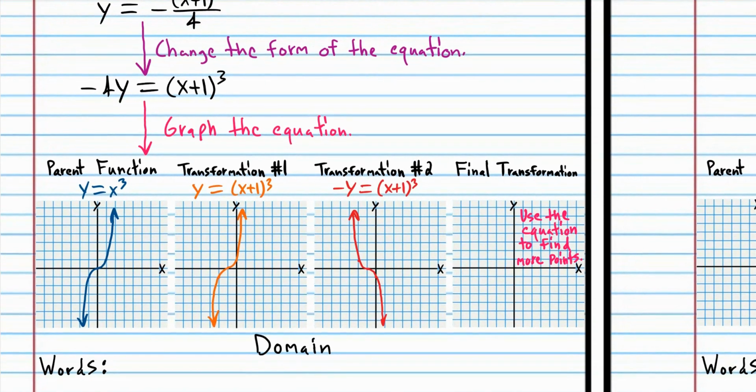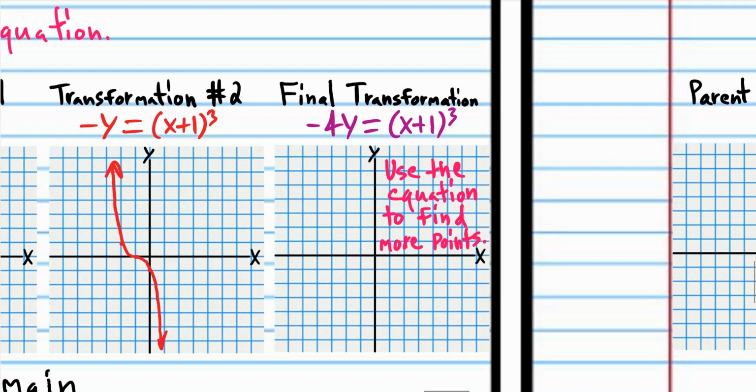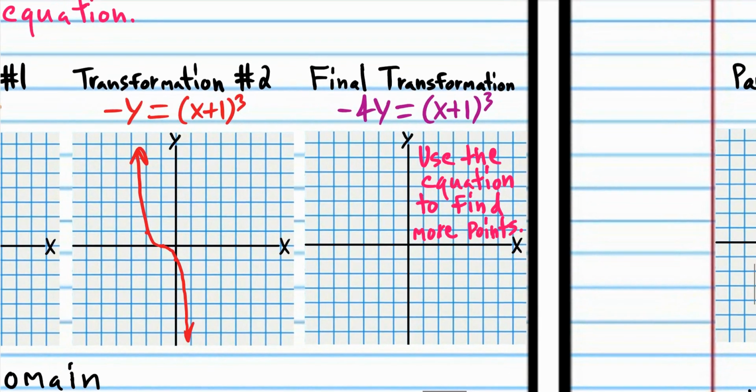And then I'm going to replace y with 4y. And that's going to divide all the y values of this graph by 4. So we need to find some other point. So I'm going to plug in negative 3 for x.